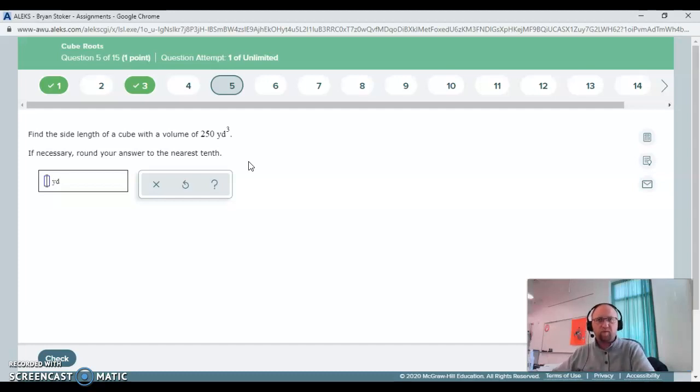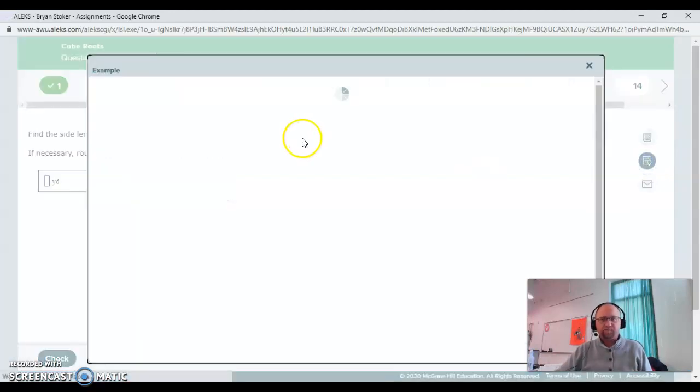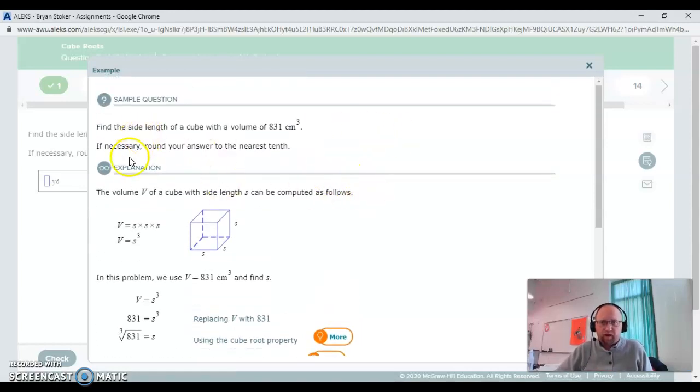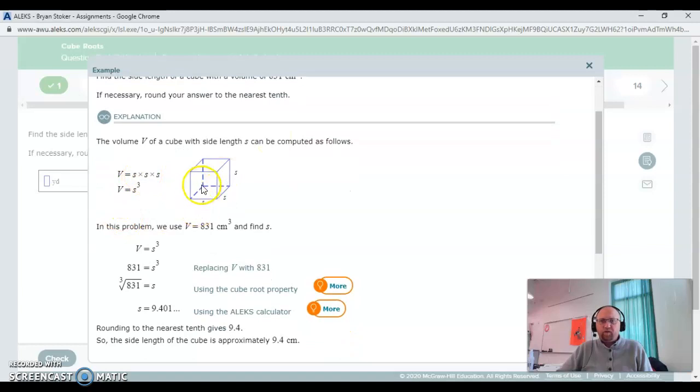On this problem, you have to remember that when you're talking about a cube, you're talking about a 3-dimensional shape that has squares that are all the same size. I'm going to pull the example up because I feel like they can give you a better visual. Here's the same kind of problem, except that they're dealing with 831 centimeters. What we have to remember is that the volume of a cube is found by multiplying the same side length 3 times. So the volume of a cube is equal to this length to the 3rd power.